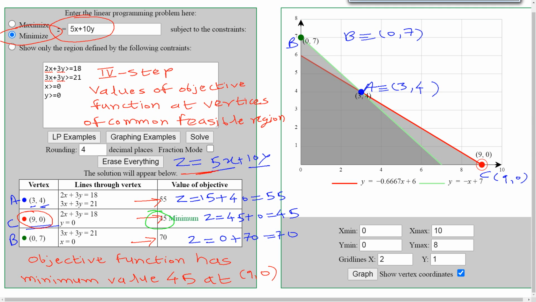This completes the solution of the linear programming problem. I request you to solve some more examples on minimization type of linear programming problems on your own.